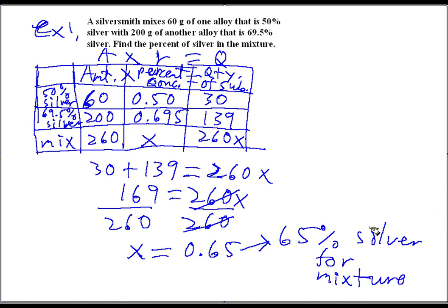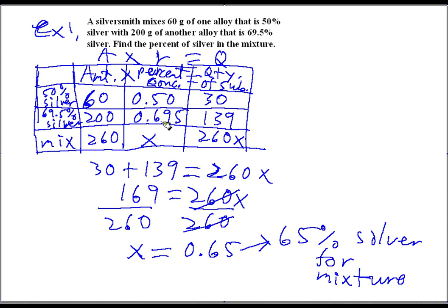All right, so that's what we get, 65% silver for the mixture. Which makes sense because, again, I mentioned this number should be between 50 and 69.5%, and we got 65%, which is between those two numbers. Now, since we're using more of the high concentration of silver and less of the low concentration, my answer x should be closer to the high concentration, which it is. 65% is closer to 69.5% than 50%, as you can see here. So this answer does make sense.